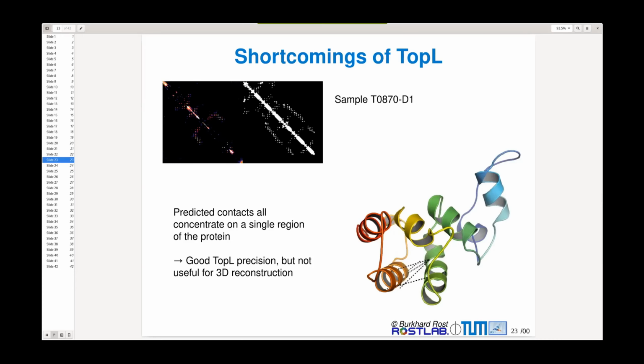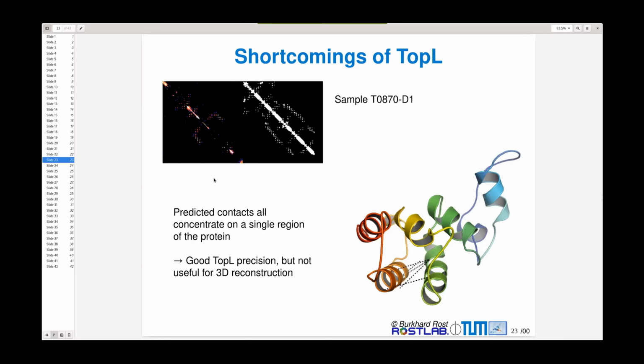The problem is just they all cluster in this one region. And that's a problem, because the top L precision is actually fairly good for the sample because of that, but it's not so useful for the 3D reconstruction because it all clusters here. So it's all this region here between these two helices. This is predicted correctly, but the rest is not. So this might be modeled correctly by Rosetta, for example, but the overall structure might not be. And this is something just to keep in mind with top L. It is one of many metrics, but it's not necessarily the only one we should look at.